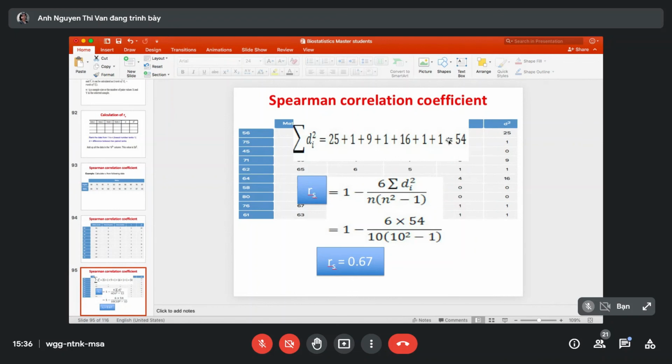The Pearson correlation applies to interval or ratio variables, and the Spearman correlation can apply to interval, ratio, or even ordinal variables.